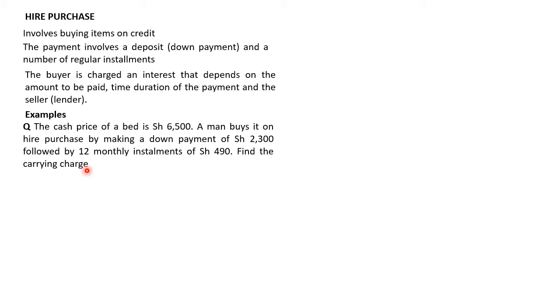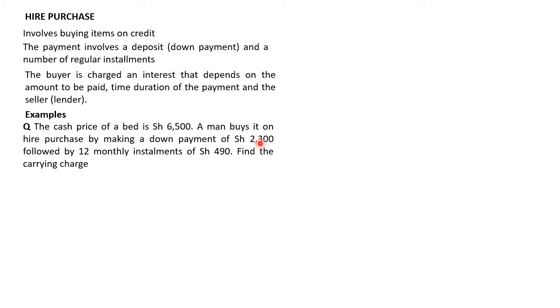Well, maybe I should break this down. I said at the beginning that we normally have a down payment. The down payment is a deposit, which in our case is 2,300. And the person will settle the rest using regular installments, normally done in months. Therefore, in our case, we have 12 monthly installments, each of 490 shillings. So 12 times 490 plus 2,300 will give us the total amount that is paid using hire purchase.